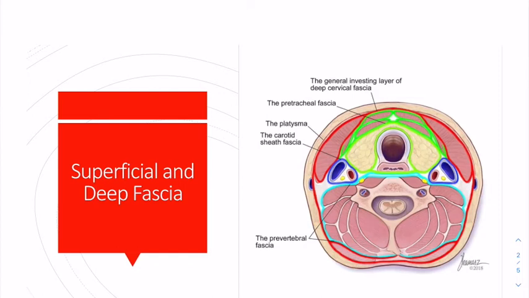Objective 5.1: Superficial and deep fascia. The superficial fascia is one layer of subcutaneous fascia that contains superficial lymph nodes, cutaneous nerves, superficial veins, and platysmal muscle, and is over here, the outermost layer.